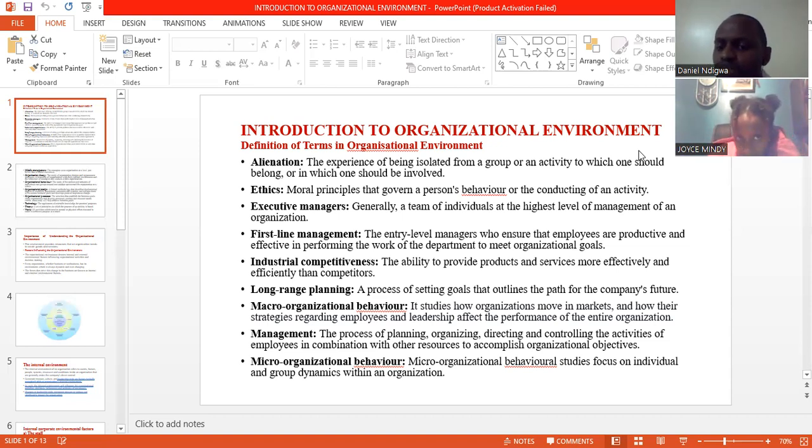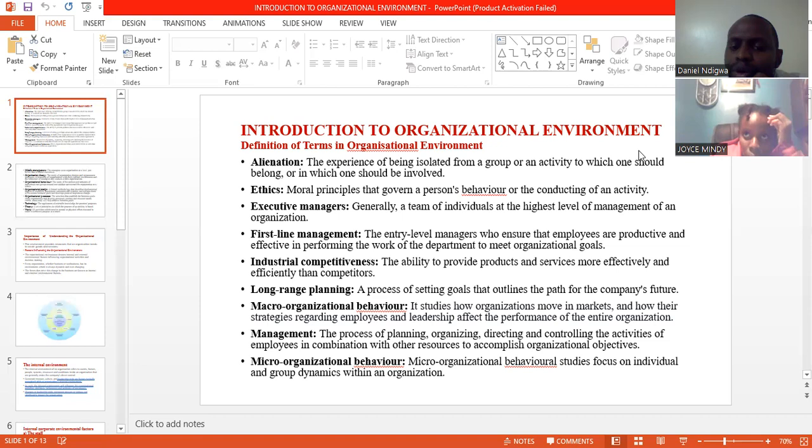It studies how organizations move in the market and how their strategies regarding employees and leadership affect the performance of the entire organization. Remember, when you talk about macro environment, we are talking about a bigger environment, which is outside the organization. And this environment will affect the business, whether you like it or not. And the business has little or no control over such environments. Therefore, macro organizational behaviors are behaviors that are outside the organization and can affect even the leadership of that organization.